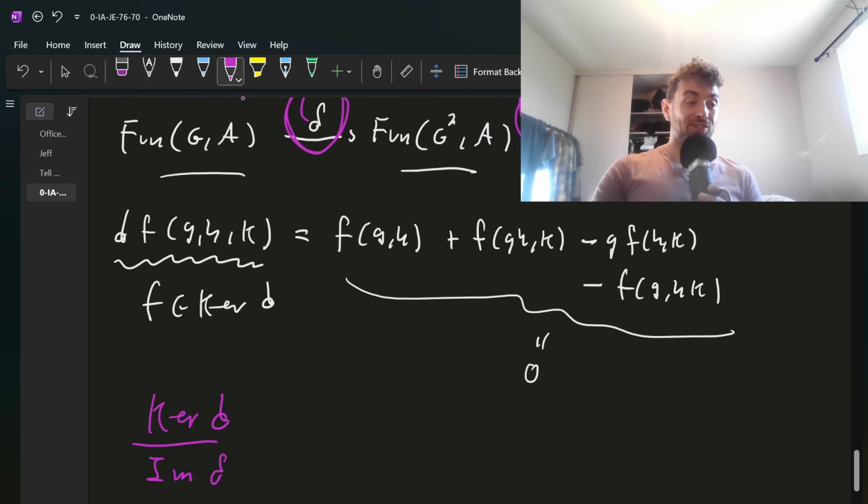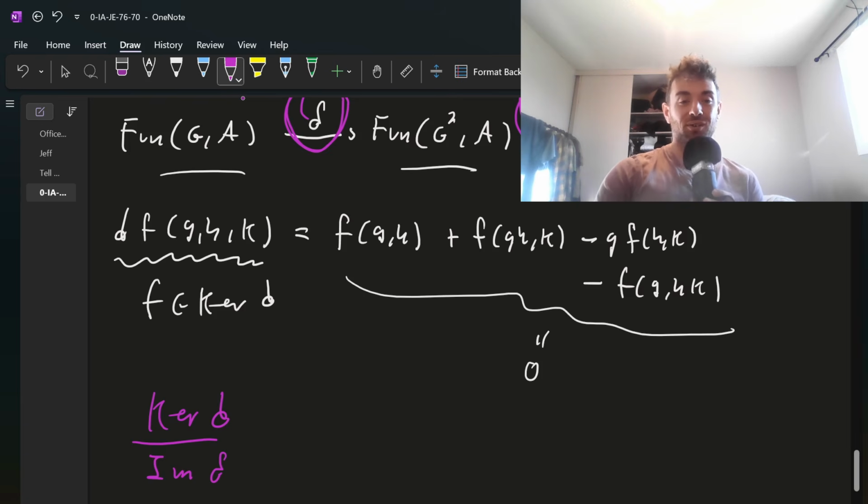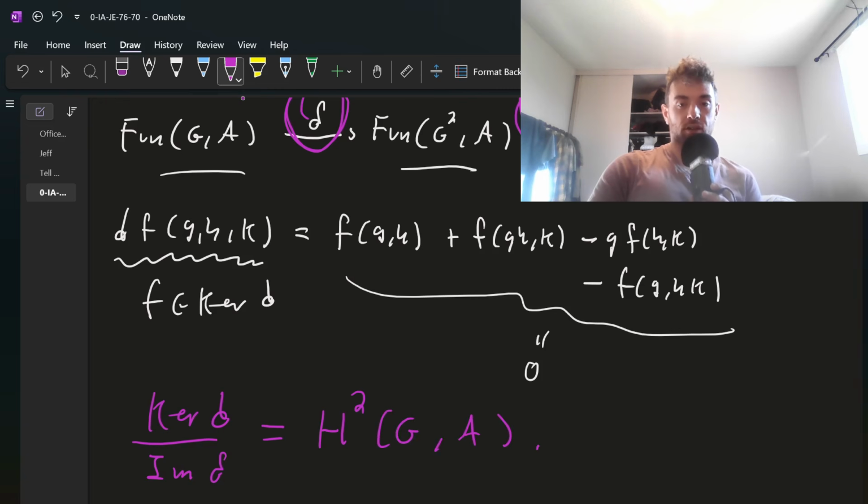And so what does that mean? For those of you, at this point, a lot of you know where this series is going. This is exactly what one calls the second group cohomology of G acting on A. So that concludes our description of exactly how to determine all possible extensions of one group by another.